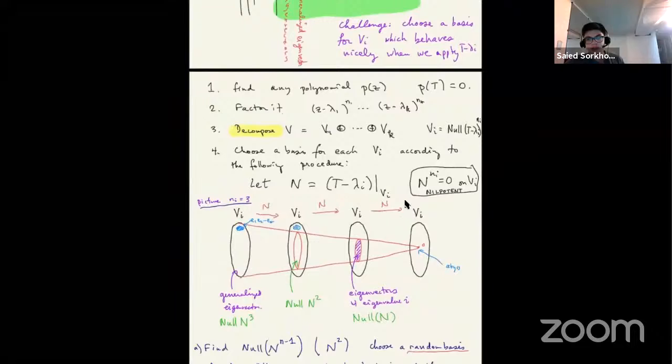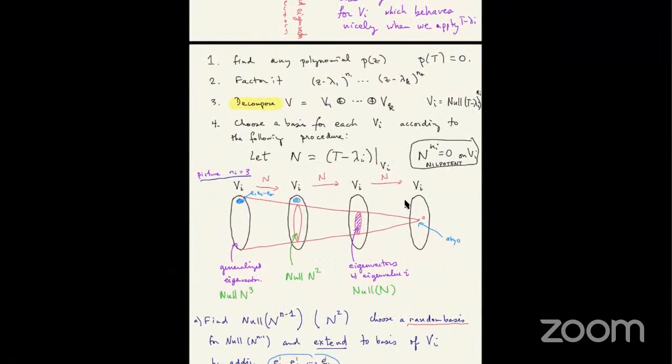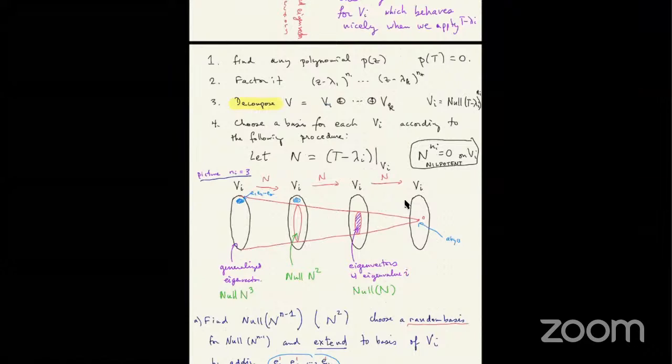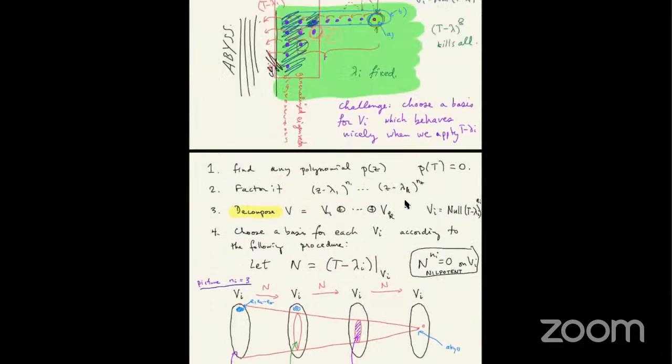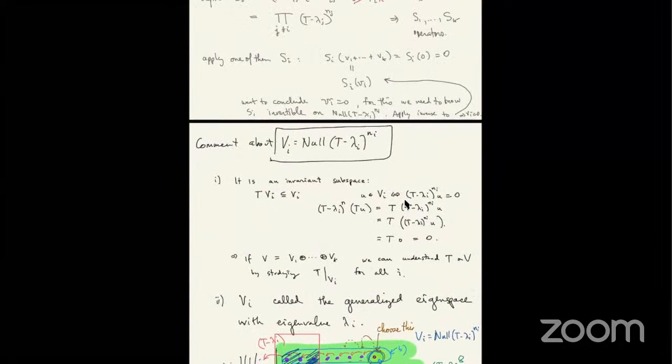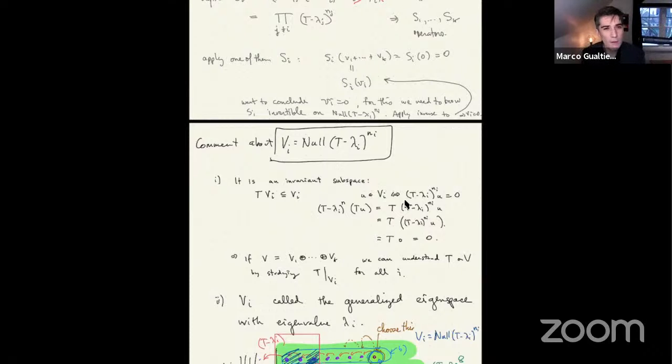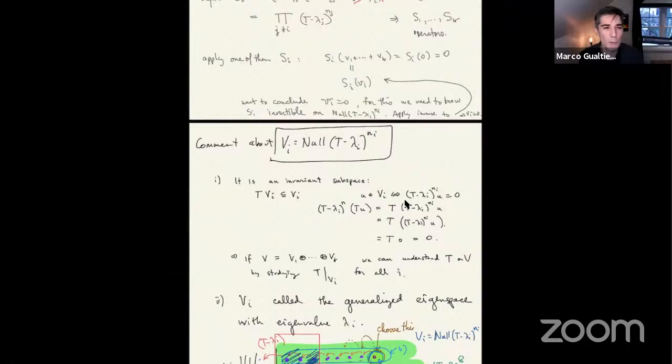So Lauren has a question. Yes, Professor. Hi. Hi. Could you go to the proof that V_i is invariant? Yes. So in the second line, why can we commute T with (T minus lambda) to the n? So don't all operators commute? If you take two matrices, A and B, don't they commute? AB equals BA, right?